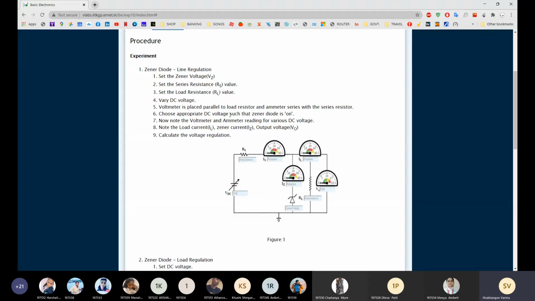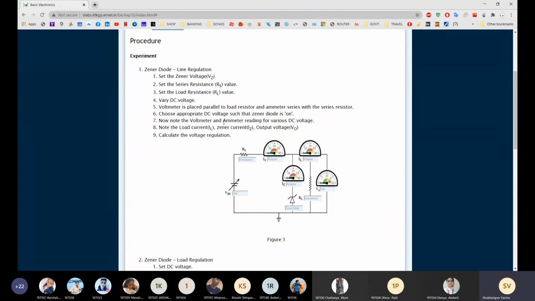Then choose an appropriate DC voltage such that the Zener diode is on. Now you have to select the DC voltage such that your Zener diode is on. If I set my Zener voltage as 5.6, then we have to increase the input up to 5.6. As soon as we reach 5.6, only then will this voltage remain constant. This diode will be on.